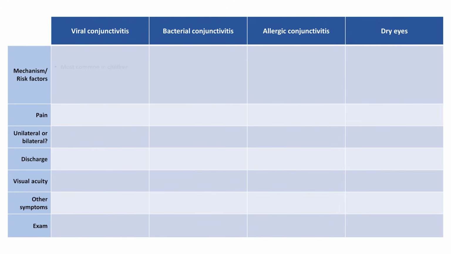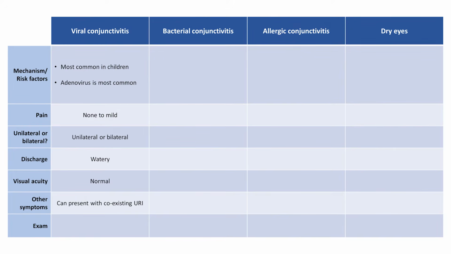Viral conjunctivitis is most common in children, and adenovirus is the most common cause. Pain is absent to mild in severity. It can be unilateral or bilateral. Eye discharge is watery. Visual acuity is normal. Viral conjunctivitis can present with a coexisting upper respiratory infection, and on exam, there is no corneal involvement.